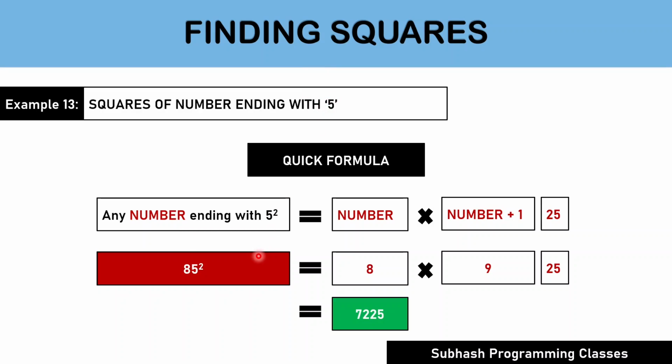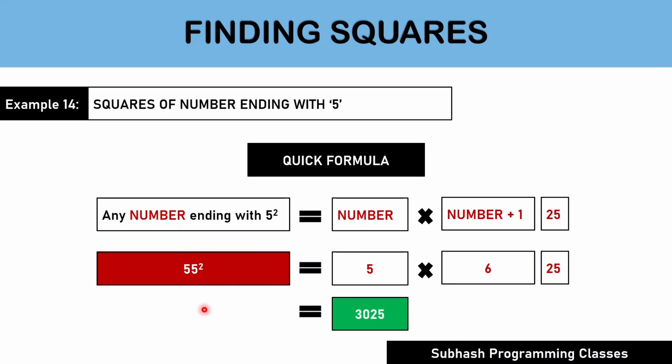Now, similarly, 85 square is nothing but 8 multiplied by 8 plus 1, that is 9, which results in 72, which when followed by 25 gives us 7225, which is the actual answer for 85 square. Similarly, 55 square is nothing but 5 multiplied by 6, which results in a value of 30, which when followed by 25 gives us the final answer as 3025, which is the actual answer for 55 square.